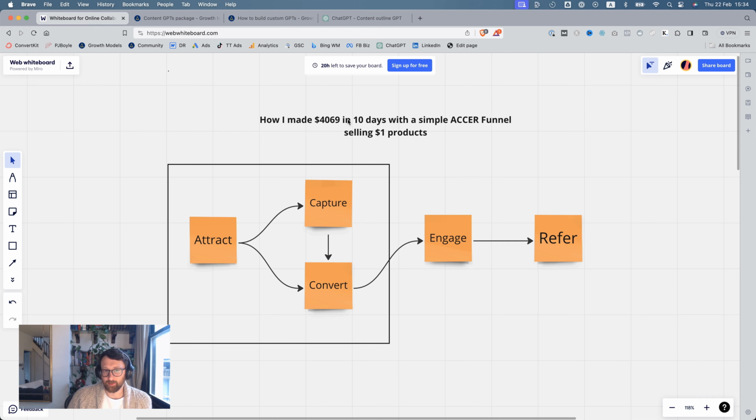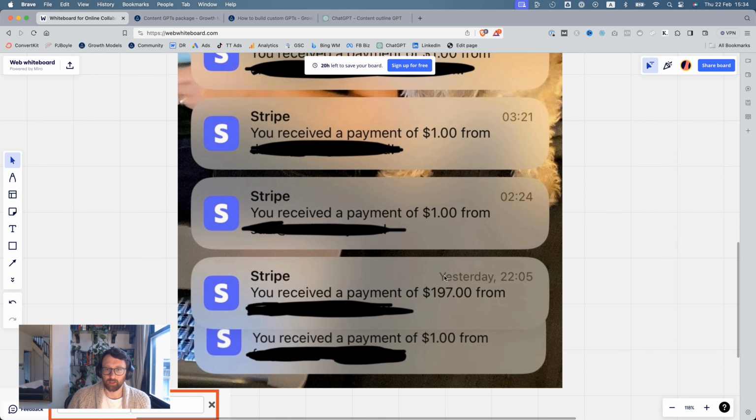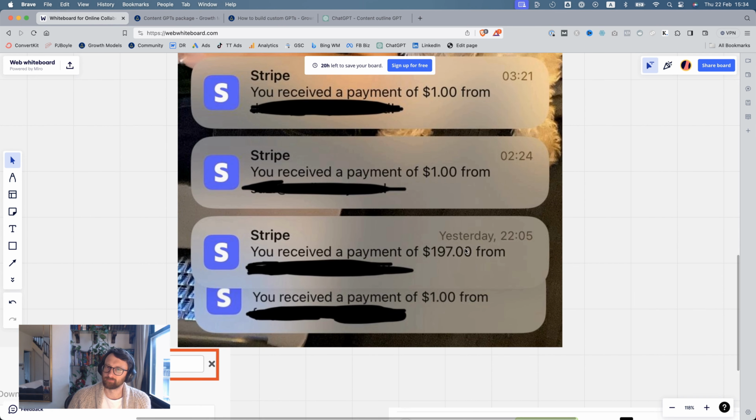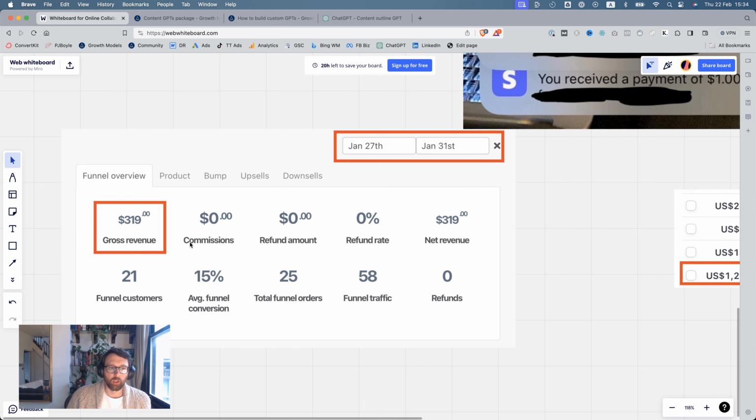So how did I make $4,069? I actually only generated in the initial 4-day period 21 customers. So you can see here, $1, $1, $1, $197, $1. What happened there? So you see here, this is from my cart software, 4-day period, $319, 21 customers. Where did the 4069 come from? As I said, when you attract people who are willing to pay to remove a painful problem and to get a solution, they are the kind of people that are then willing to pay more to get a deeper level of help and understanding and assistance.